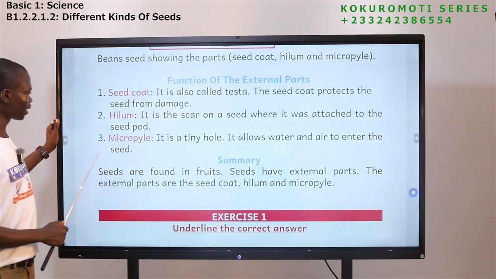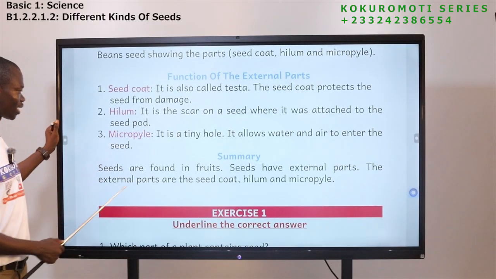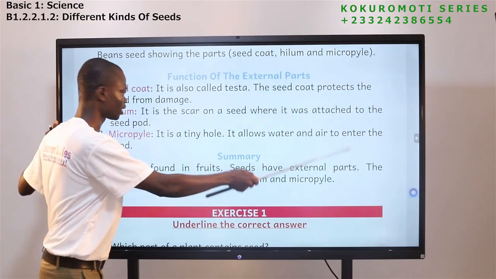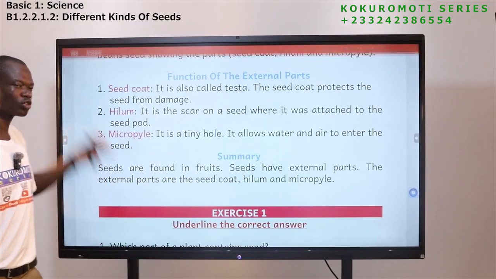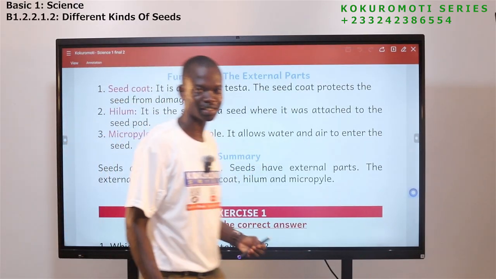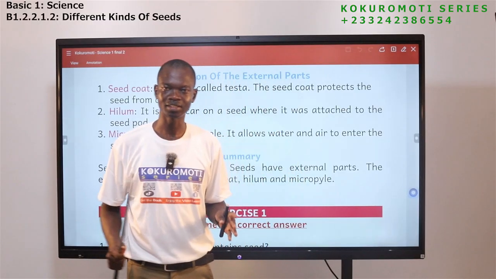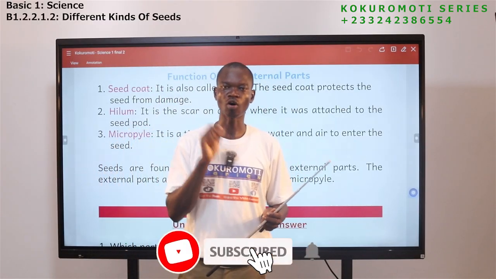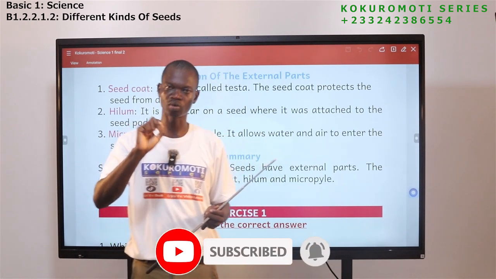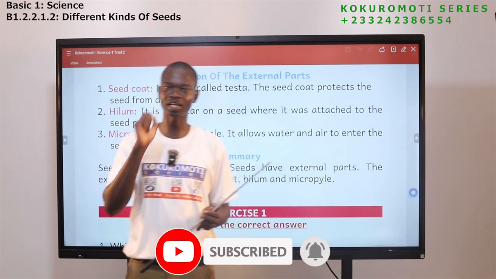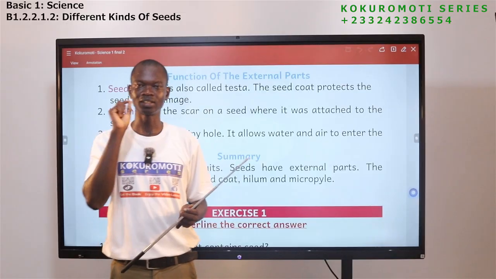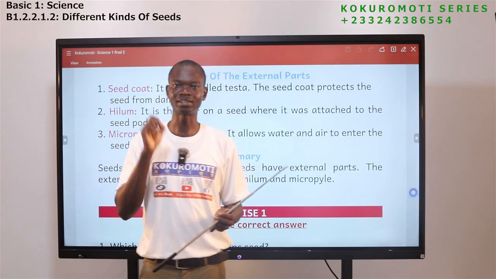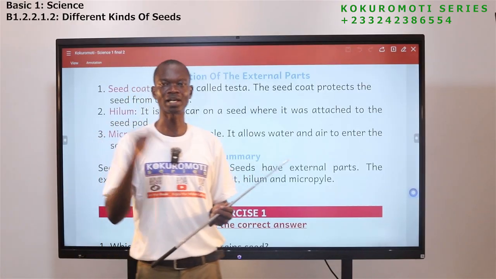The next one is the micropyle. It is a tiny hole. It allows water and air to enter the seed. So the micropyle is also a part of a seed. It is a very small hole that, if you are not careful, you can't see with your eyes. That is where air passes into the seed. At the same time, water also passes into the seed.